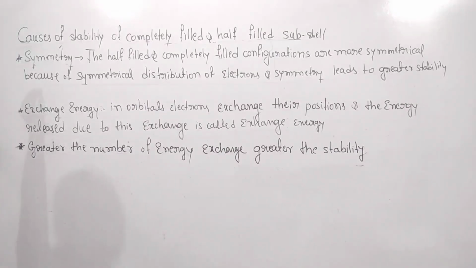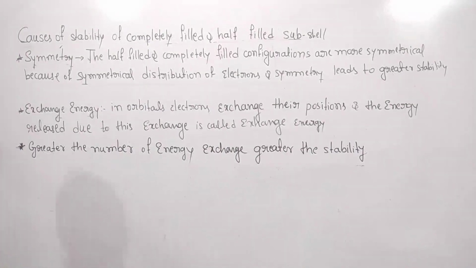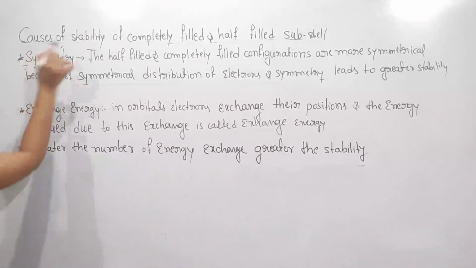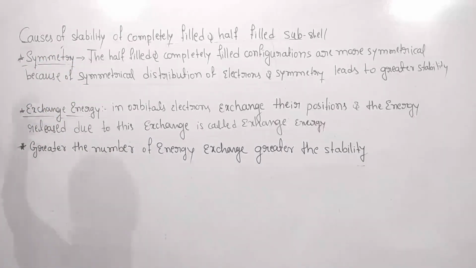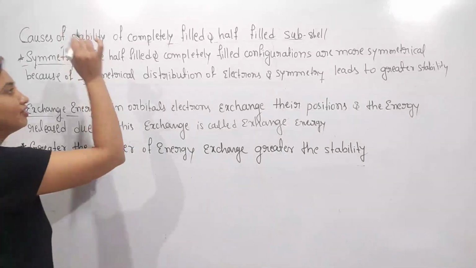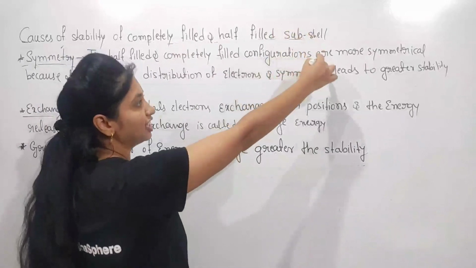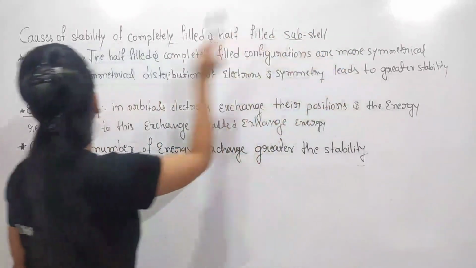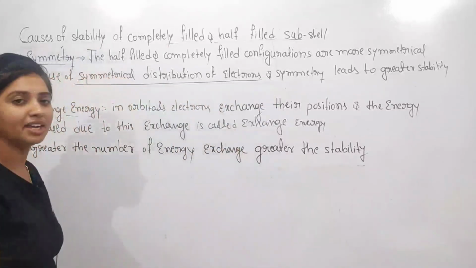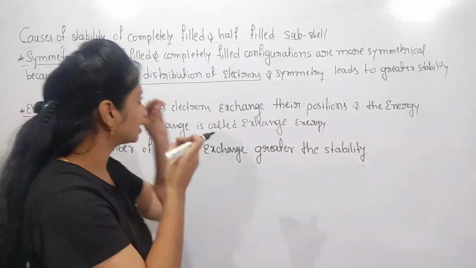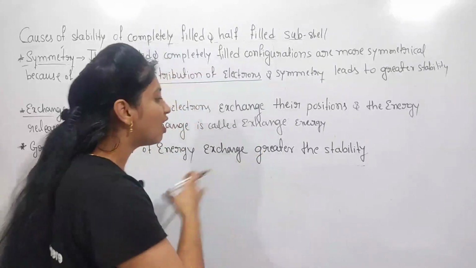What factors cause stability in an atom? There are two factors that cause the stability: symmetry and exchange energy. So what do we mean by symmetry and exchange energy? Let me explain. The half filled and completely filled configurations are more symmetrical because of the symmetrical distribution of electrons, meaning the same number of electrons exist in all orbitals.